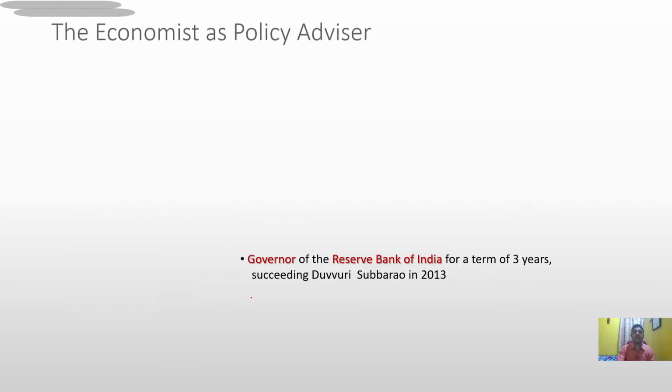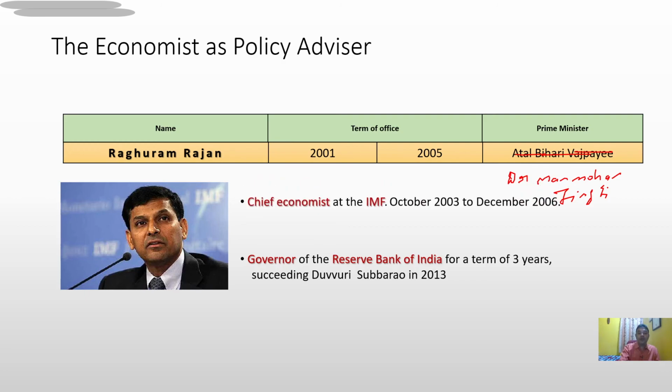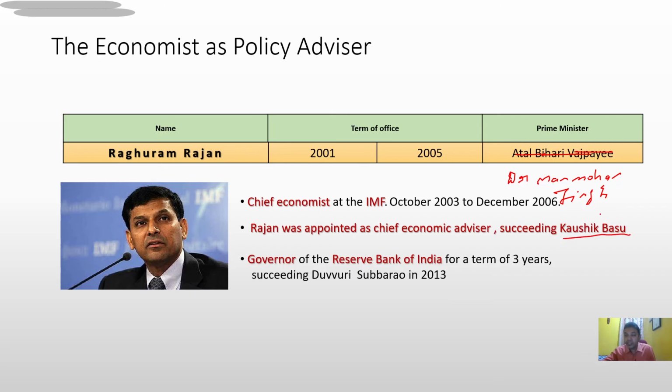Then the next is the most beloved person, Raghuram Rajan. He was the economic advisor. I'm sorry, it is not during the time of Atal Bihari, but during the time of Dr. Manmohan Singh. During his time, he was the economic advisor. So Raghuram Rajan was the chief economist at the IMF, and was appointed as chief economic advisor succeeding Kaushik Basu. Kaushik Basu is also an economic advisor. He preceded Raghuram Rajan. And Raghuram Rajan was also the governor of RBI for 3 years.